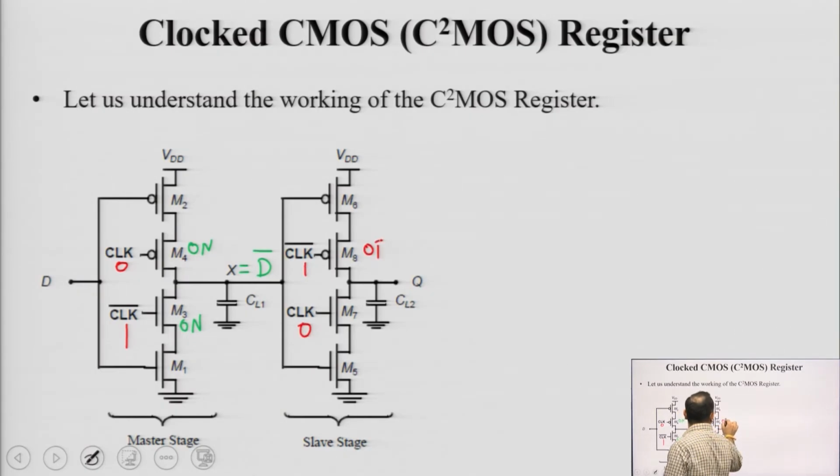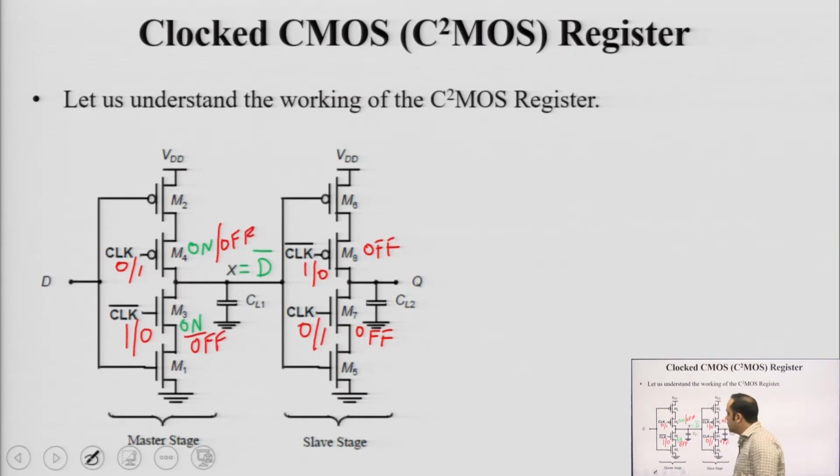So, M8 is off, M7 is off. So, the load capacitor CL2 or the output node will hold its previous output, whatever was stored before will be stored here. Okay. Now, when clock goes opposite, when clock goes 1, clock bar will be 0, this will be 0, this will be 1. Okay. So, in this case your M4 goes off and your M3 also goes off, okay.